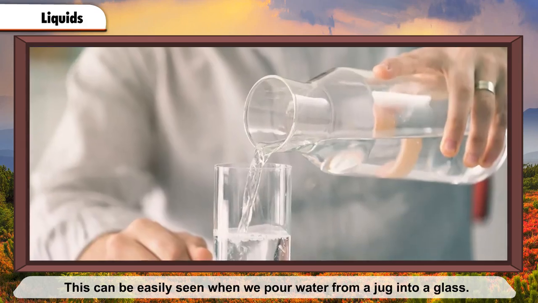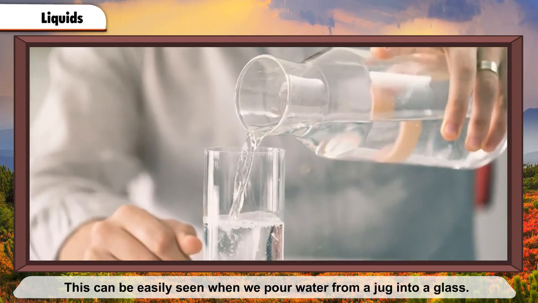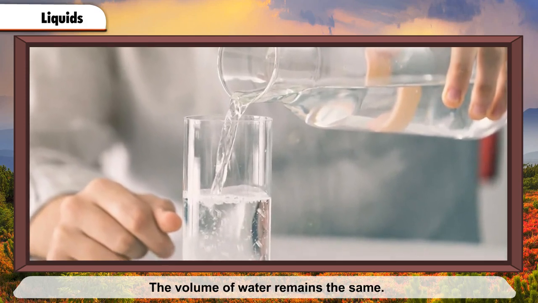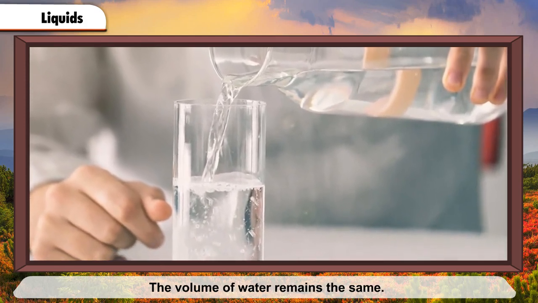This can be easily seen when we pour water from a jug into a glass. The water takes the shape of the glass. The volume of water remains the same.